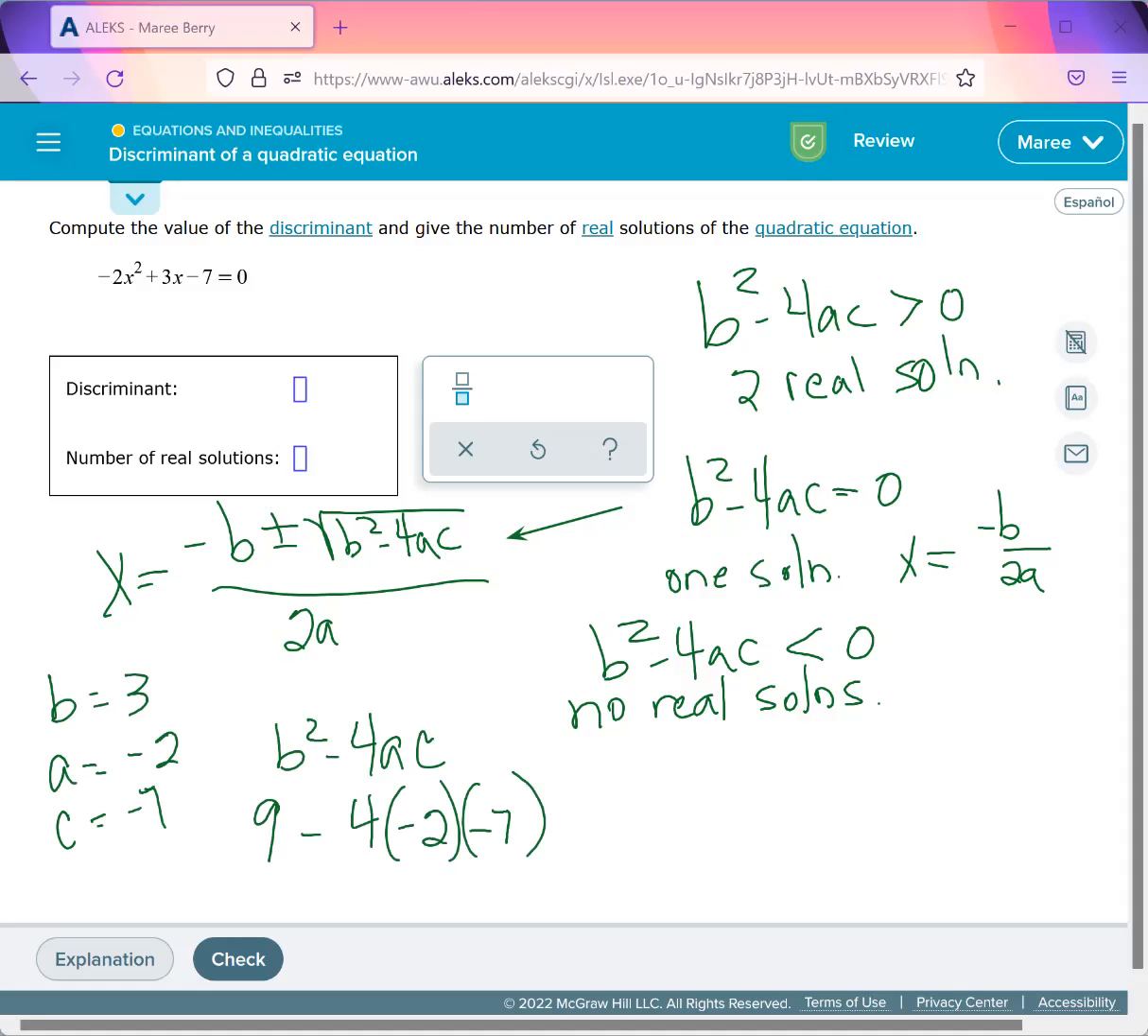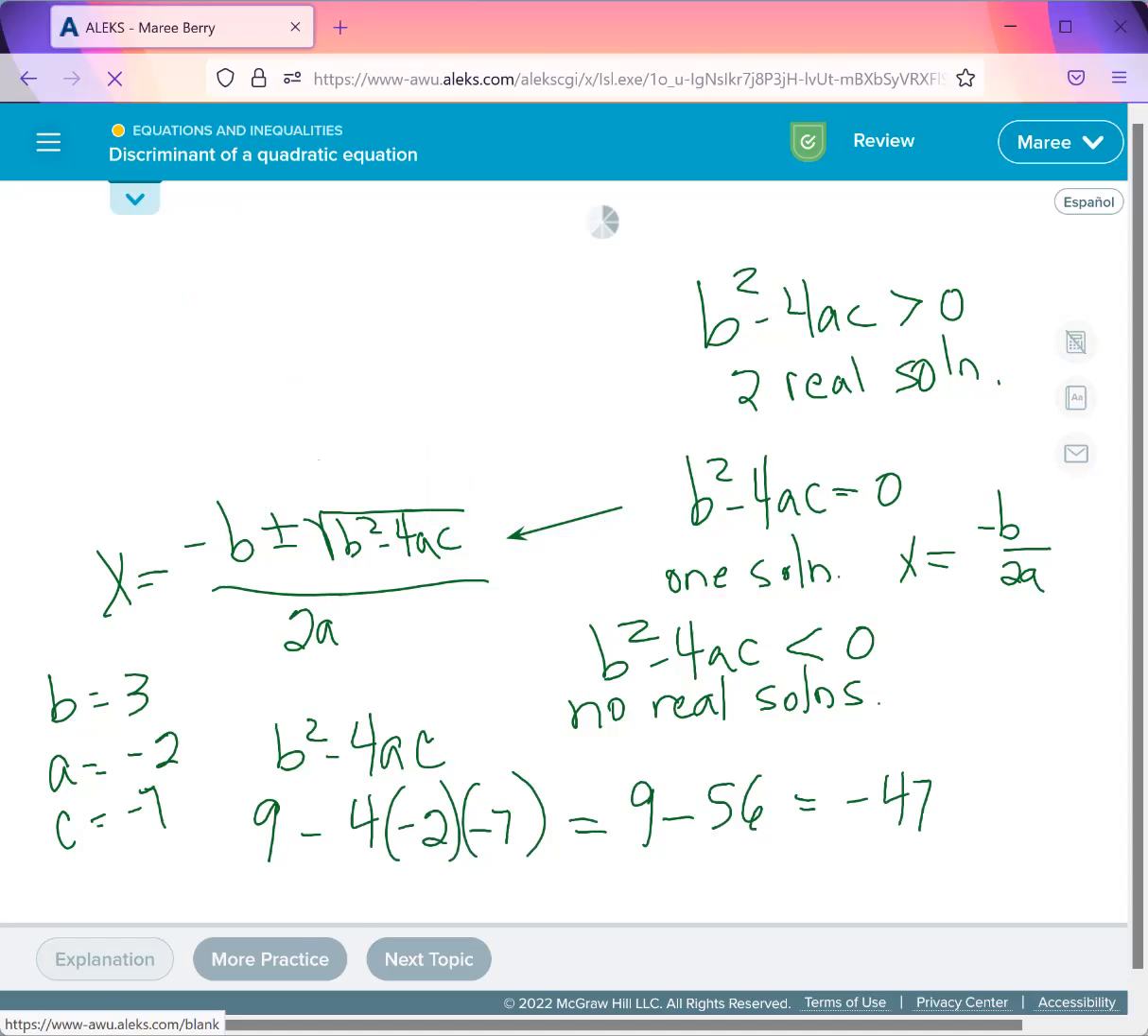So we're going to be subtracting a number bigger than 9. So this is going to be equal to, let's see, 9 minus 8 times 7, 56. And that's going to give you a negative 47. So we're going to go ahead and put that in here. Negative 47, and that means there's 0 real solutions.